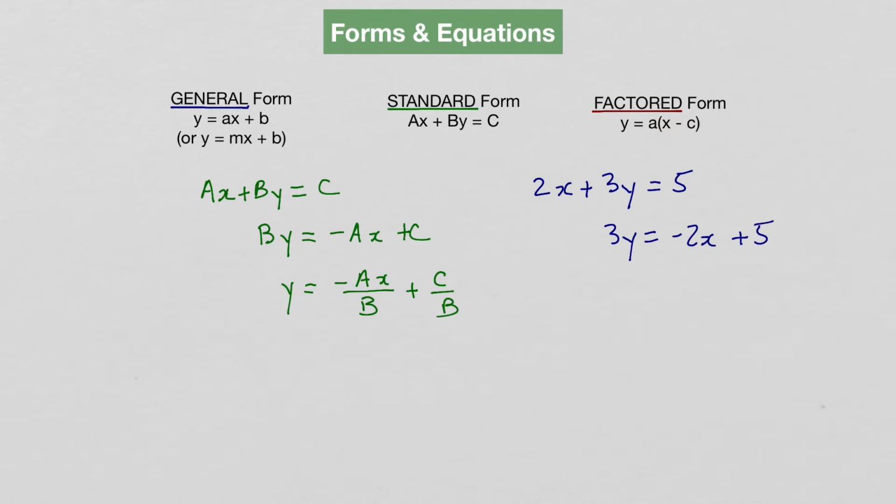Now we want y to be alone, so we need to divide this term by 3. And if we divide this term by 3, we have to divide this term by 3 and this term by 3. So then the result is y is equal to negative 2x over 3 plus 5 over 3. And this is your answer, going from standard form to general form.